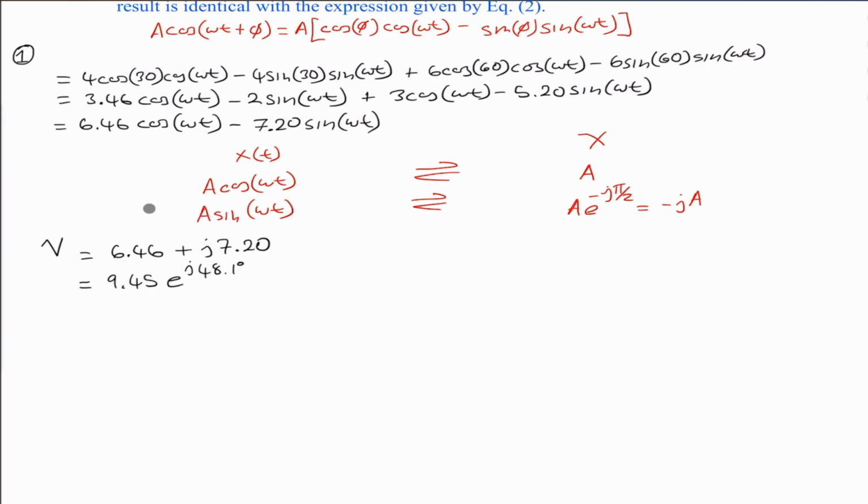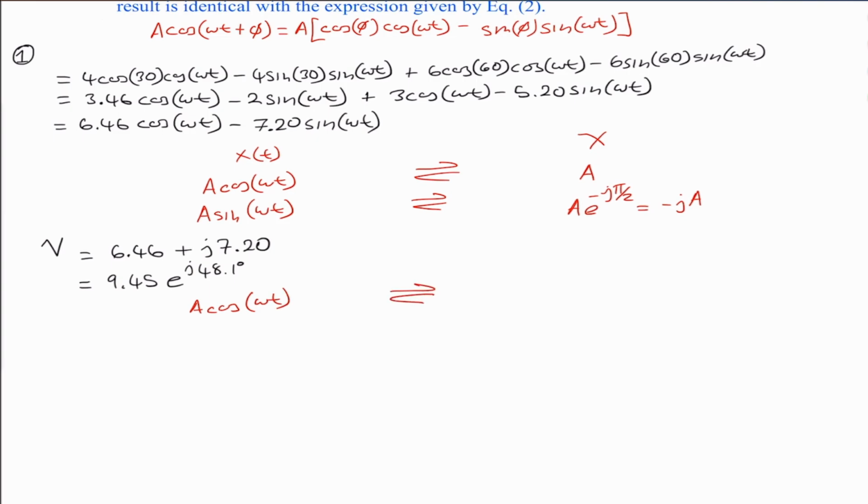Now that's in polar form. We can then go to the time domain by using the identity, which is that it will be a times cosine omega t. So that's in the time domain.